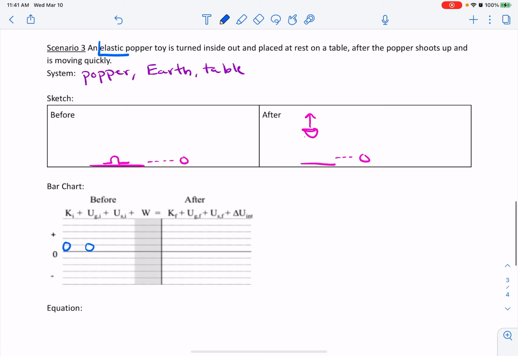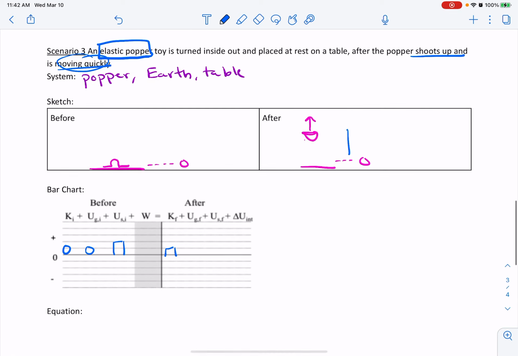Now, it does say this is an elastic popper. Okay, if it's an elastic toy, it's turned inside out. So we did something to this to add elastic potential energy. So there is, in fact, elastic potential energy in this case. Okay, now let's look at our final state. In our final state, it shoots up and is moving quickly. Since it's moving quickly, we know it has some kinetic energy. And it shoots up. It's above this reference level. So it must have some gravitational potential energy as well.